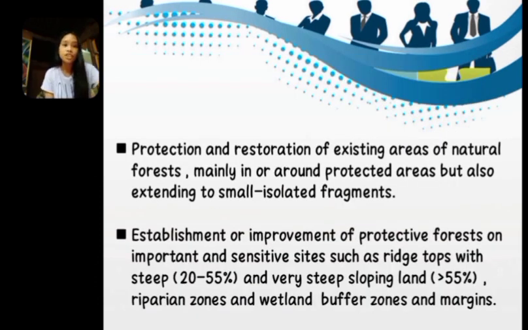Fourth is protection and restoration of existing areas of natural forests, mainly in or around protected areas, but also extending to small isolated fragments. Fifth is establishment or improvement of protective forests on important and sensitive sites such as range tops, very steep sloping land with 20 or 55% slope, then riparian zones and wetland buffer zones and margins.